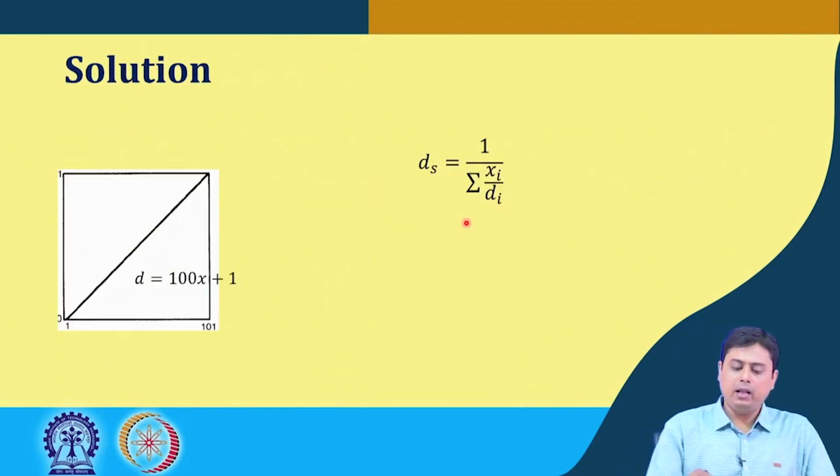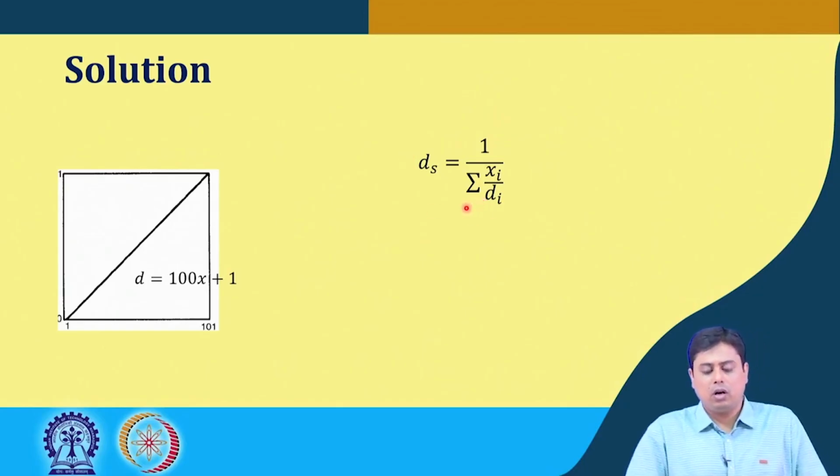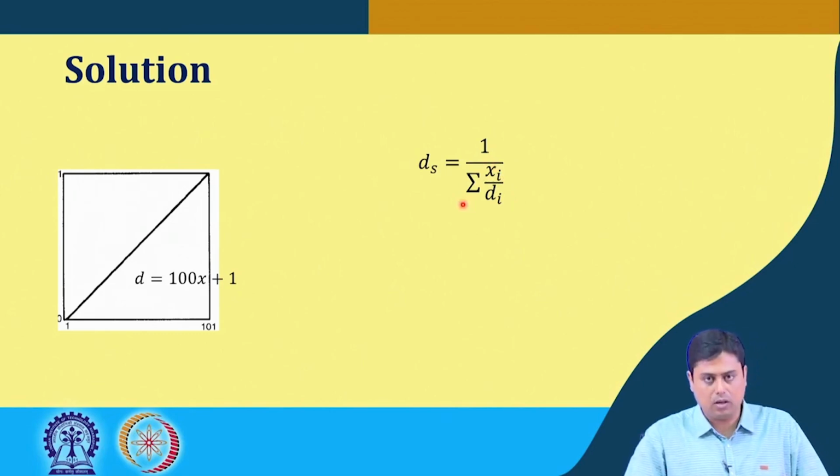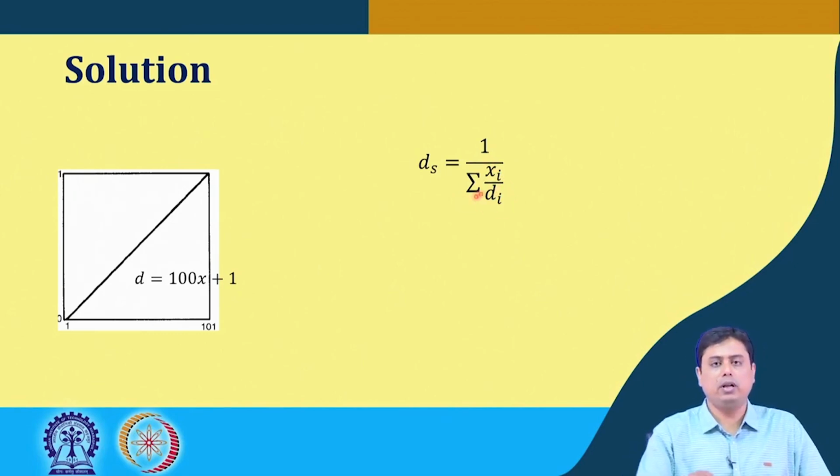Again, you have to remember the expression that I showed you in my last class: the surface mean diameter, which we can represent by dS, is 1 by summation of xi by di, where xi is the mass fraction of the ith size component and di is the corresponding diameter. In this case it starts from 0 mass fraction where d is 1, and then gradually it increases to the 101 micron size particle where xi goes to 1.